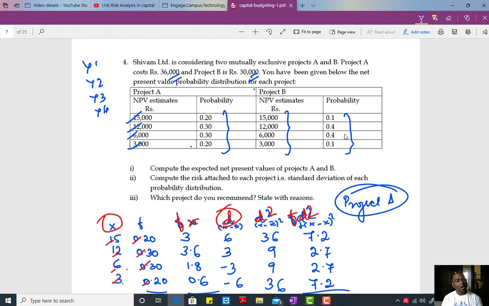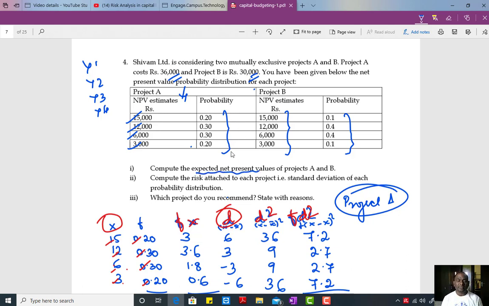We also may get a problem where they will give you the year 1 cash flow and the cost. Then they would have given you the present value factor. Then multiply that, and bring out this NPV. Then you assign the probability. So that problem will become very big for you to do in an examination. It may take 1 hour. For that, they have reduced this problem: they themselves will give you the NPV directly and they will give you the probability directly. They'll ask you to find out the expected net present value.